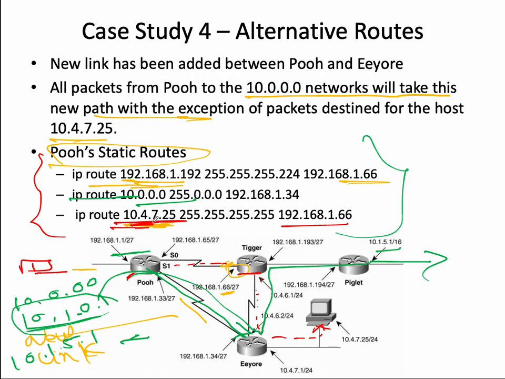So we take a look here. If the packets come for 10.4.7.25, that goes from POO to Tiger, this one, and from there to here, and from here it reaches right here. But all other packets go via this way, right? It's directly connected, so it takes this path. But only this guy takes a longer path, right? It goes right here and then goes. So it basically adds one additional hop.